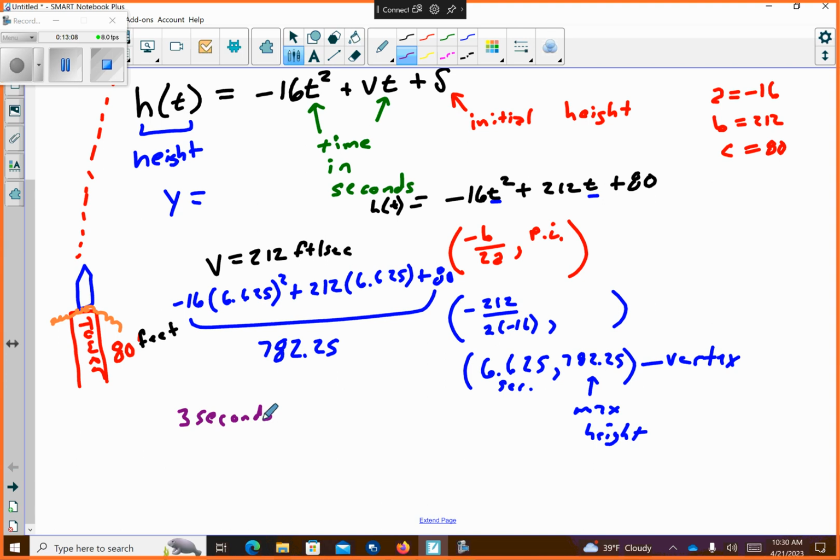Okay. So friends, what do you think I should do with that 3 seconds? Plug it in for time again. Okay, so I got negative 16 times 3 squared, plus 212 times 3, plus 80. So if I do this, this is going to tell me how high the rocket is after 3 seconds.